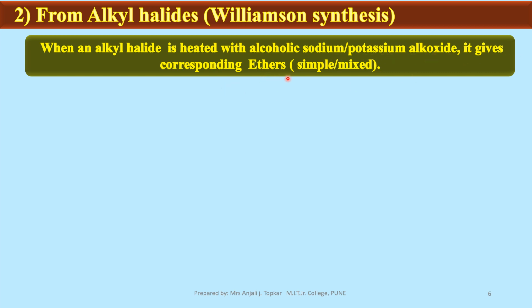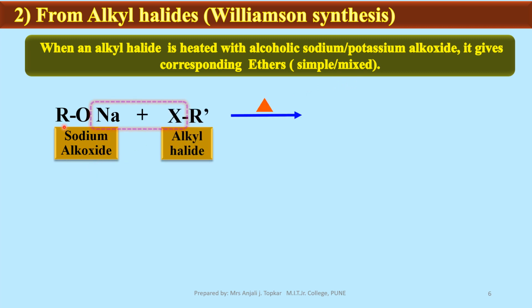Let's see how. RONa is sodium alkoxide. This is sodium and this is the alkyl group attached to oxygen. So it is sodium alkoxide. When it is treated with alkyl halide, that is RX, NaX, which is the highlighted part, gets removed, and this R, that is the alkyl group of alkyl halide, forms a bond with the oxygen atom to form ethers. And NaX is removed.